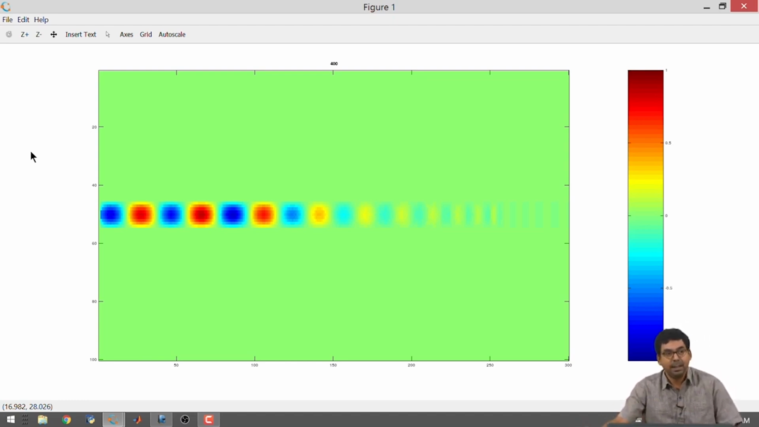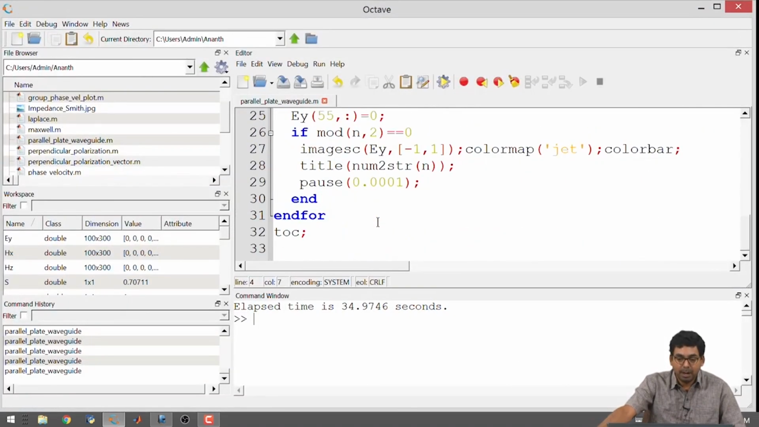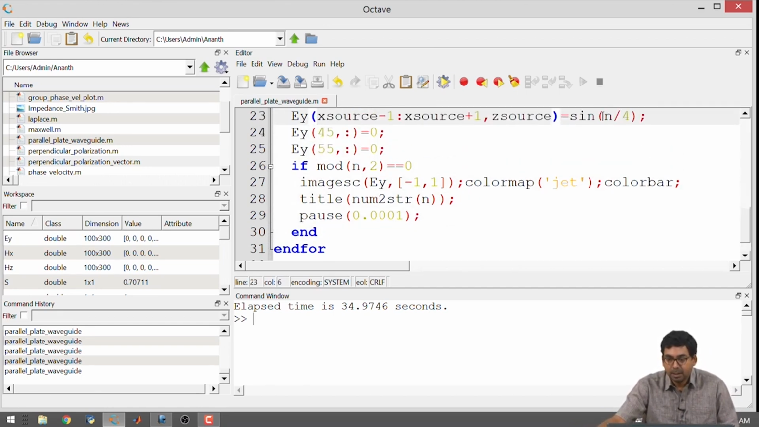So, let us see if by manipulating the frequency of my source, I can get a much better defined propagation. That is the first thing we will do. In the source definition, I would have used a sinusoid, so I have sin n by 4. This is with respect to the amount of time. To increase the frequency, I can make it sin n by 2, and I am going to run this program again.